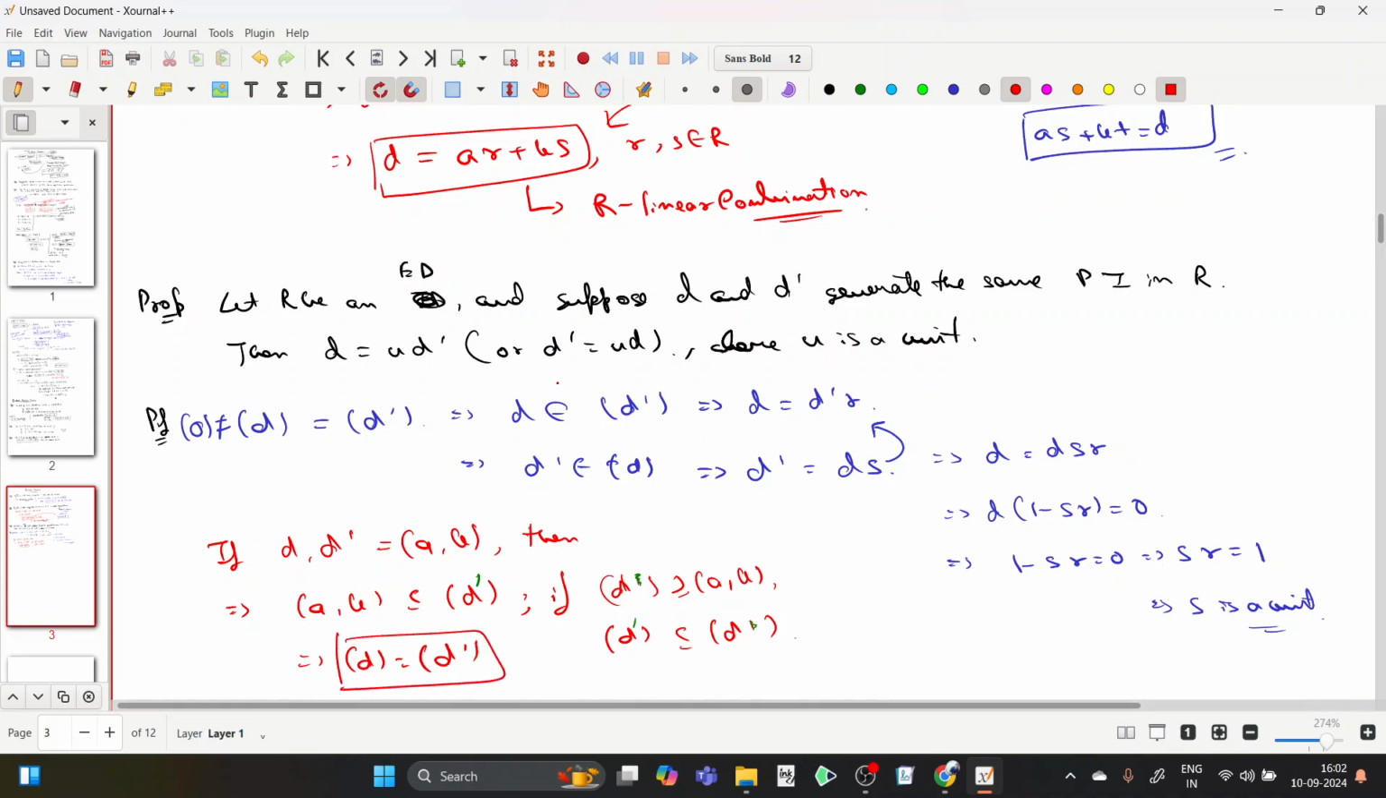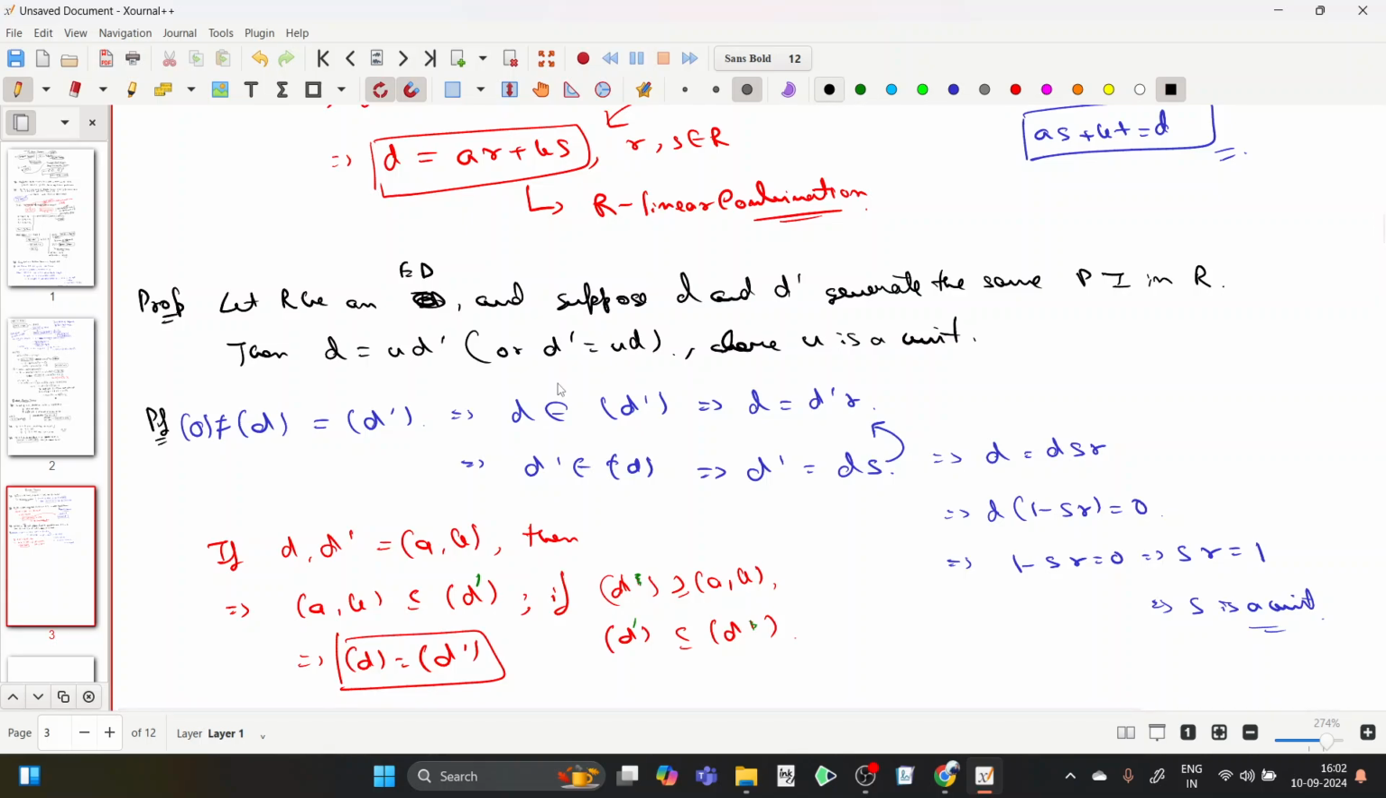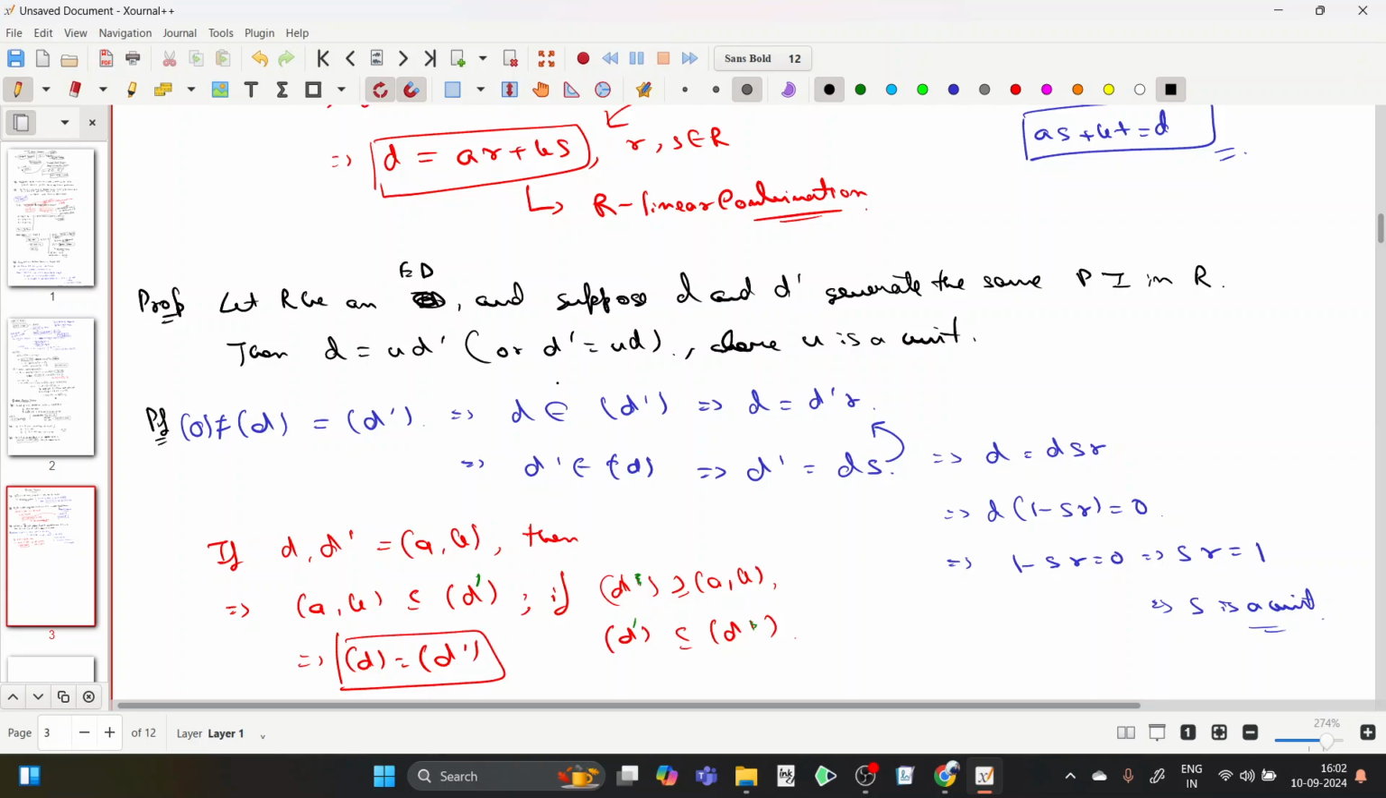And hence D and D dash are units, sorry, associates. Clear? Okay, got it? I'm not yet speaking of the fact that if the GCD of A and B is D, then the ideal generated by A and B is exactly equal to the ideal generated by D. That's not something I am talking about. Maybe I have miscommunicated the fact, but that's not what I meant. I meant exactly this statement. Clear?